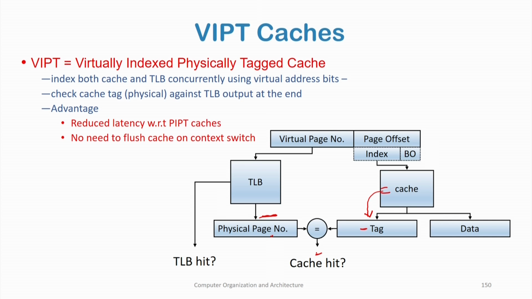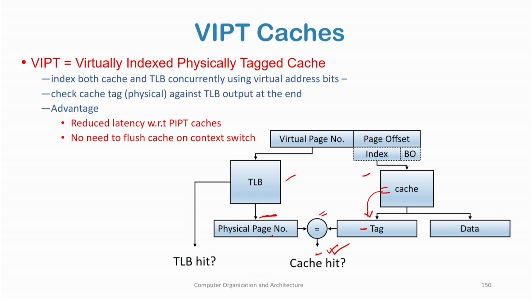So, why is this a benefit? This is a benefit because the cache and the TLB are accessed concurrently, not sequentially one after another, and therefore I save time. The TLB does not come in the critical path. However, if there is a TLB miss, this access still has to wait to get the physical page number from memory, and only then can we check for a cache hit.